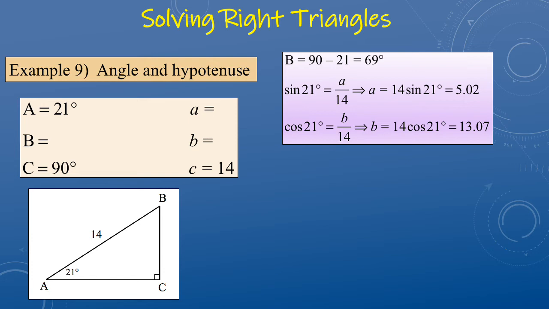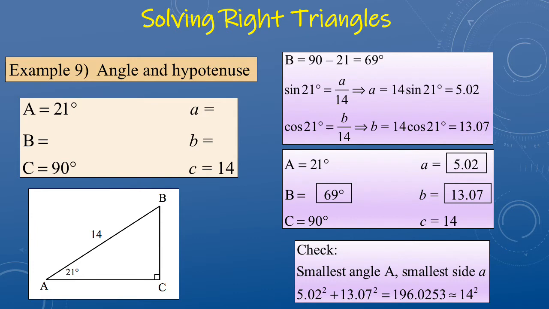To find little b, relative to angle A, little b is the adjacent, and we know the hypotenuse. Adjacent over hypotenuse is cosine. So we write the relationship, cosine of 21 degrees is b over 14, therefore b is equal to 14 cosine of 21, and that's equal to 13.07. So our final answer is B is 69 degrees, little a is 5.02, and little b is 13.07.